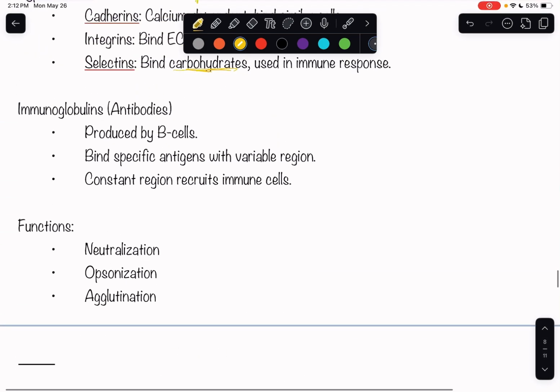So a few more. We're going to go over antibodies, and this is another one where I'm like, yeah, pretty important. So antibodies are produced by B cells. They bind specific antigens with variable regions, okay? So, how do I want to say this? Each antibody is special to one thing, right? So each antibody has, that's why it's called a variable region. So it's variable, and each variable region binds to a specific pathogen, okay? And yeah, they consist of recruits to immune cells.